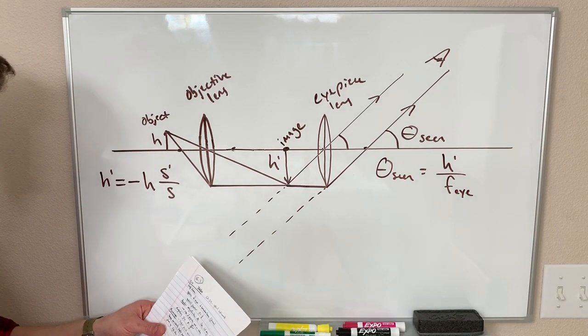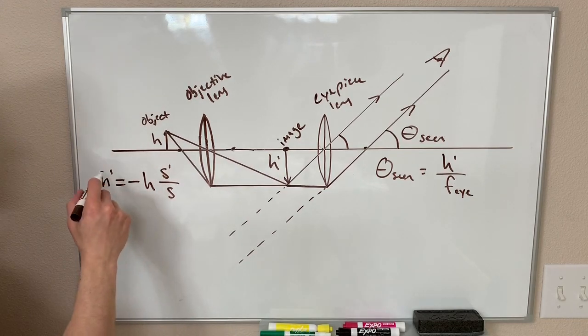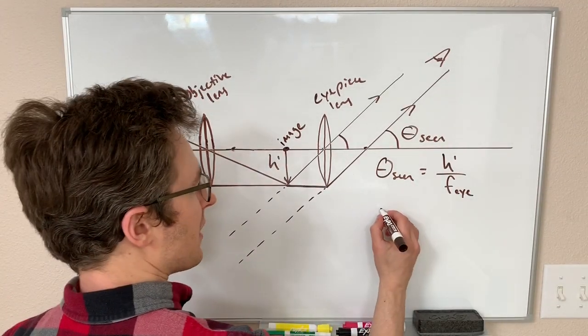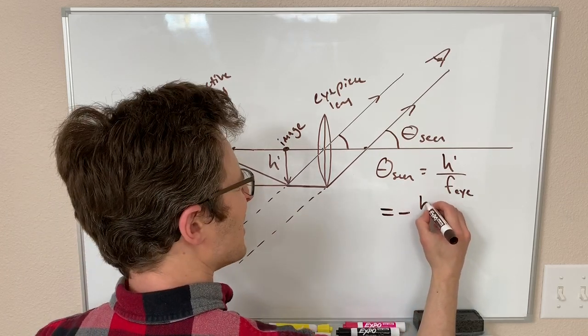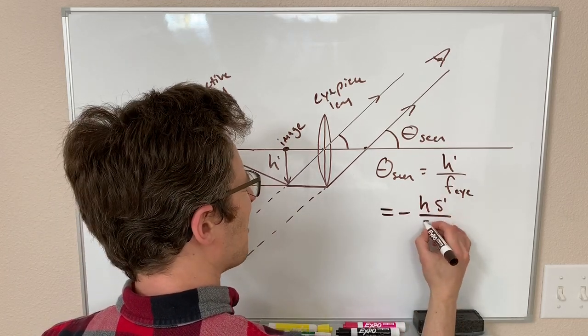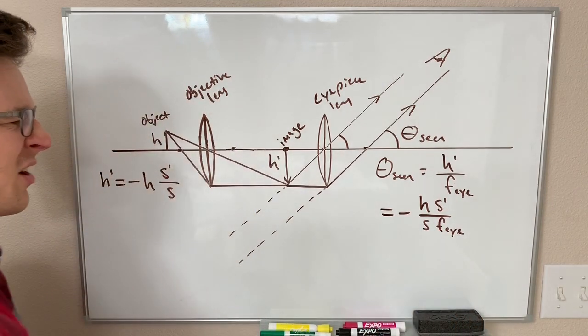So we can plug this into there and get that theta seen is equal to minus h times s prime over s times f_i.